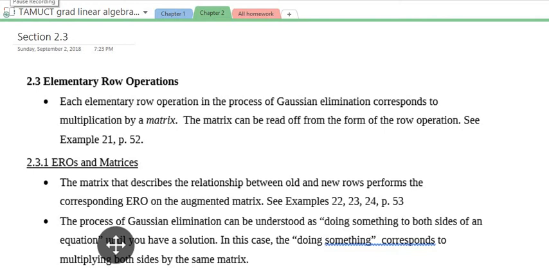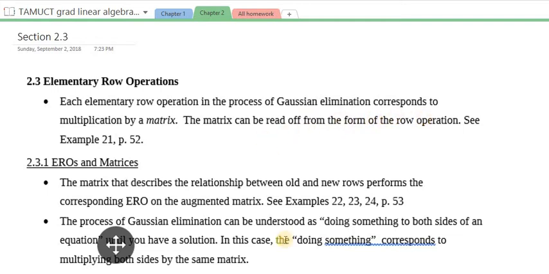All right, so what we want to do now is step back and take a look at the process of Gaussian elimination. What are we actually doing? Well, here it says that each elementary row operation in the process of Gaussian elimination corresponds to multiplication by a matrix. We know that Gaussian elimination consists of a sequence of row operations. And here we're seeing that Gaussian elimination actually corresponds to multiplication by a matrix. And the matrix can be read off from the form of the row operation.